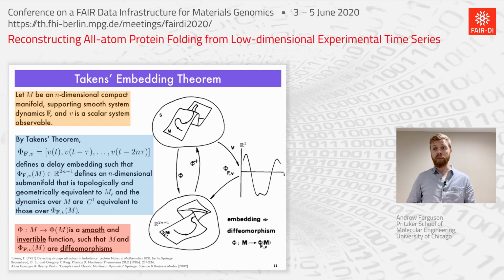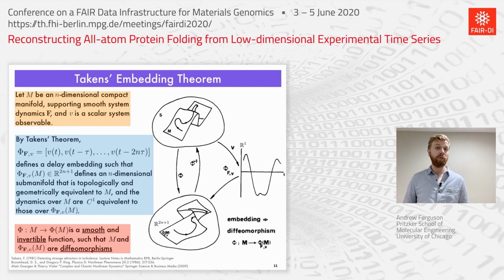There exists within that 2n plus 1 delay embedding space a manifold Φ of M, which is a smooth and invertible transformation of the manifold M at the top of the plot that we would have gotten if we'd had access to all of the Cartesian coordinates as a function of time. So what is that telling us? It's telling us that we can construct an image of that manifold that we require from the experimental time series by performing this Takens delay embedding.